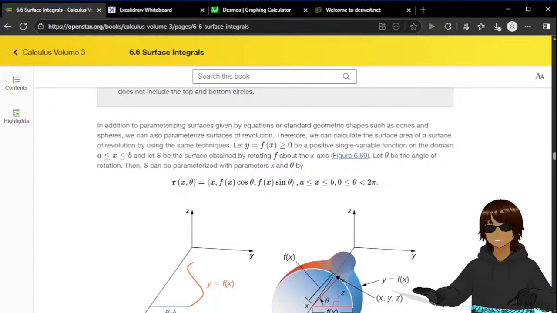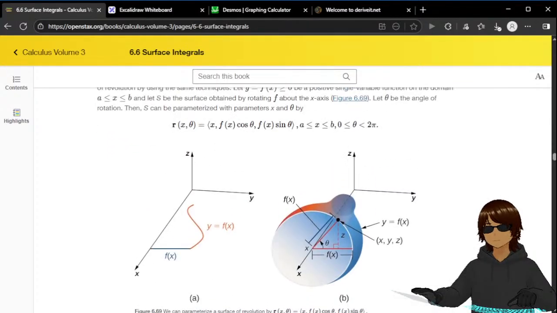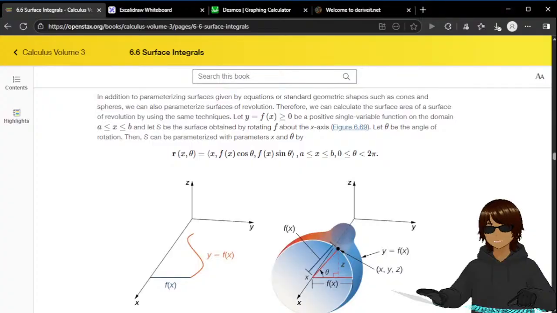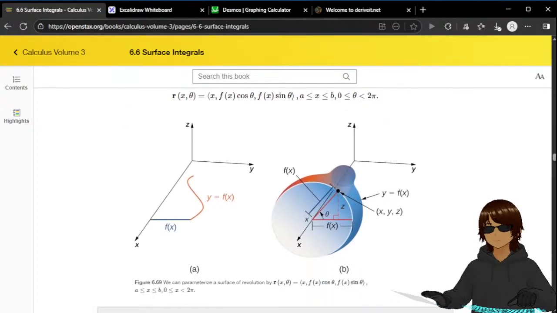In addition to parameterizing surfaces given by equations or standard geometric shapes such as cones or spheres, we also parameterize surfaces of revolution. Okay, so they have r of x, theta: x, f of x cos theta, and f of x sine theta, from a to b and from 0 to 2 pi.